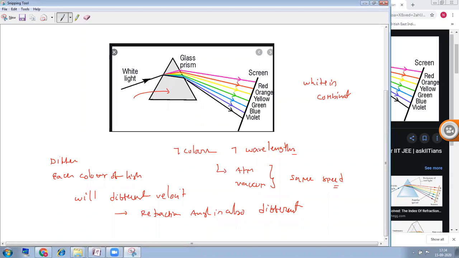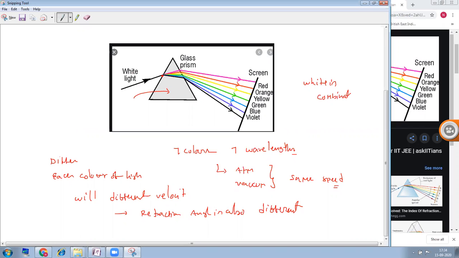Because of different speeds, different colors will bend at different angles. The violet light will bend more and the red light will bend less. The same thing will happen at the second surface also. That's the reason that when it enters, it enters as a single ray, but when it emerges, it emerges as different colors, because inside the prism, because of its refractive index, the speed of the light is different for different wavelengths.